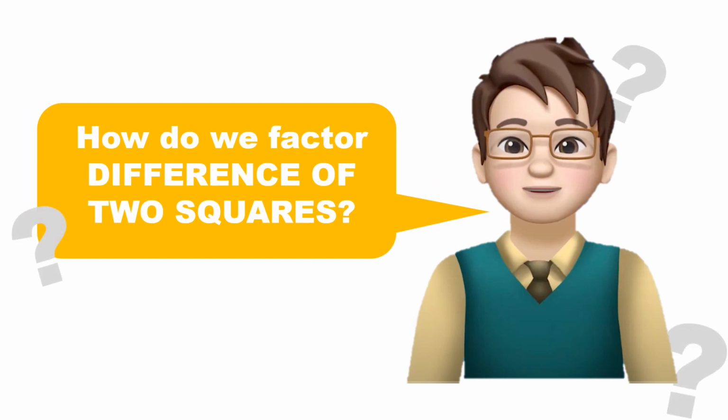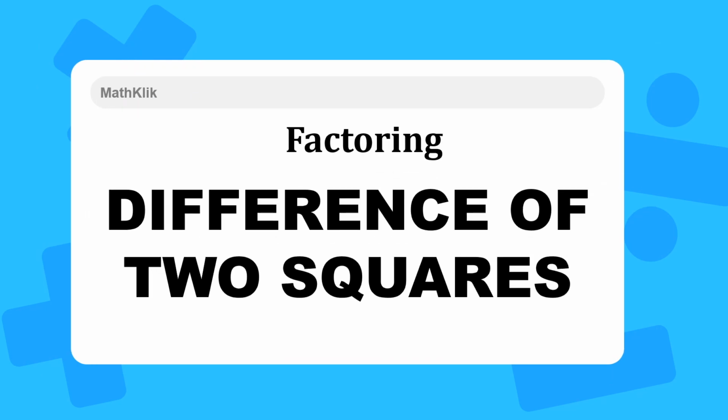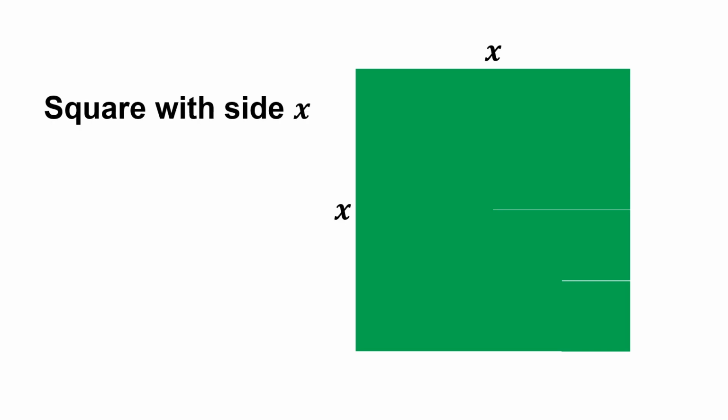How do we factor difference of two squares? In this lesson, we will discuss how to factor difference of two squares. Consider this big square with side x. Its area is x squared.